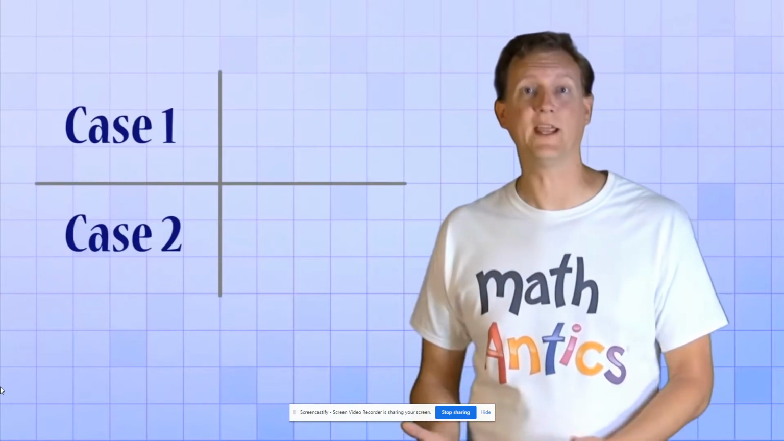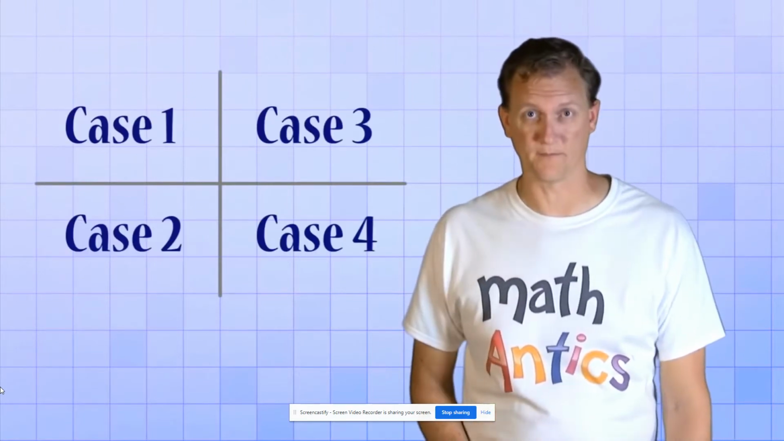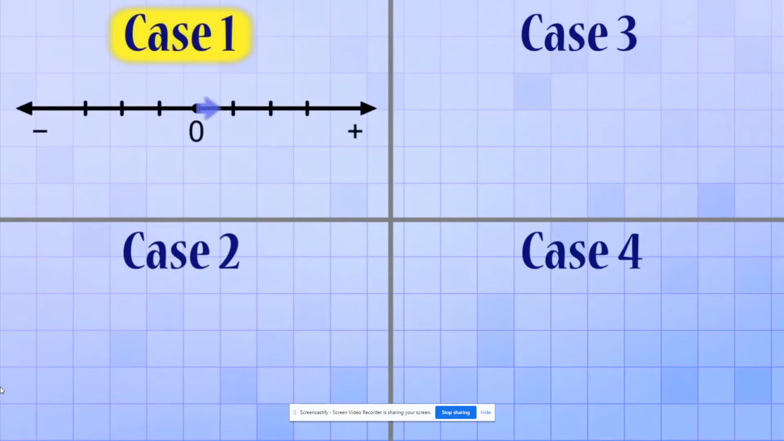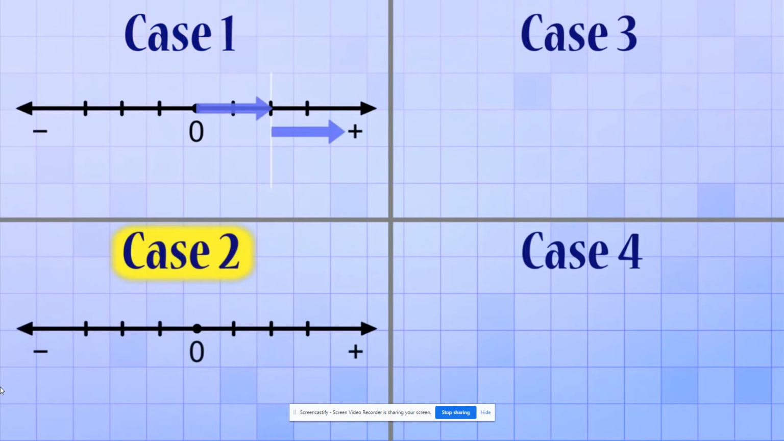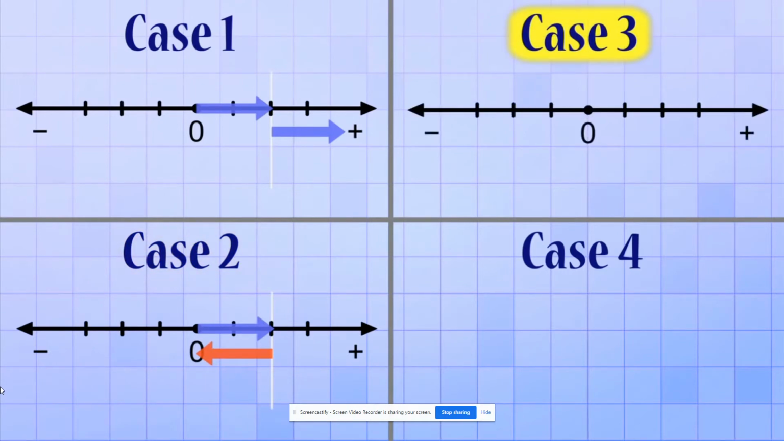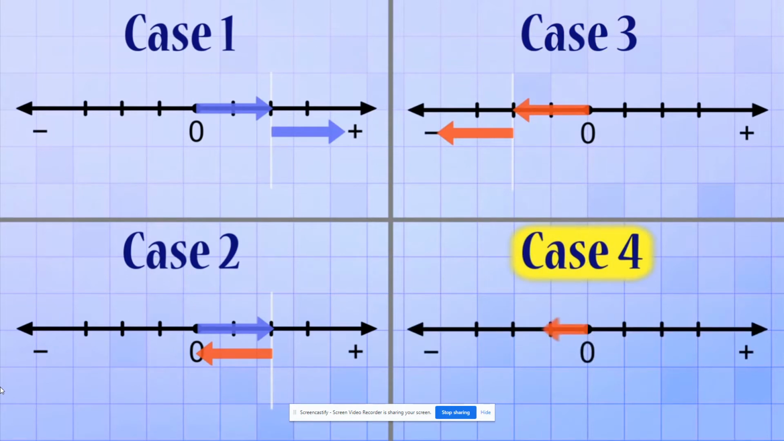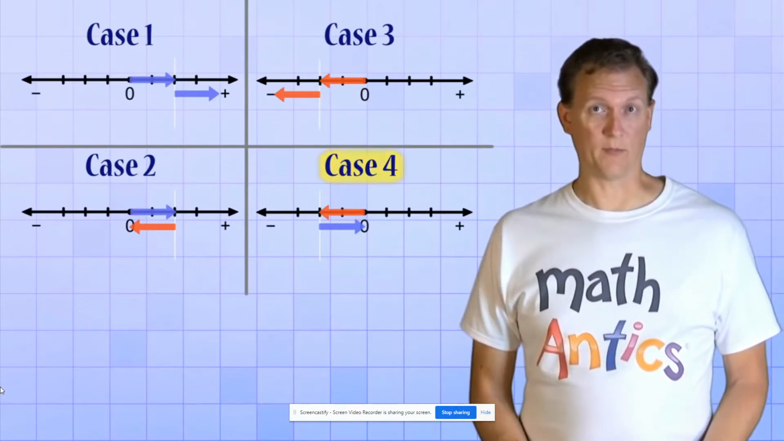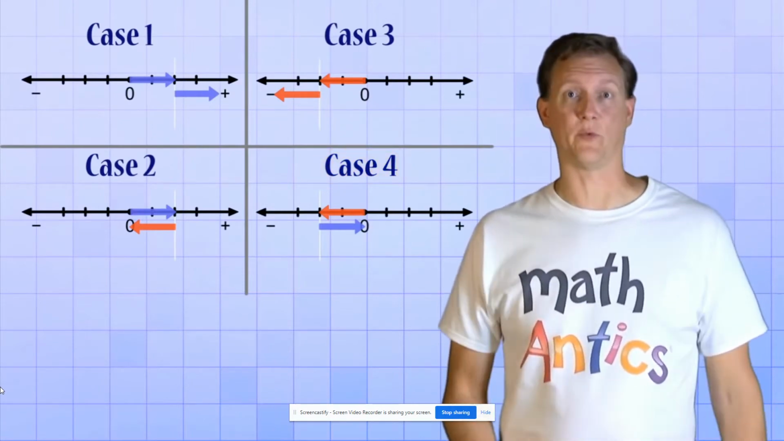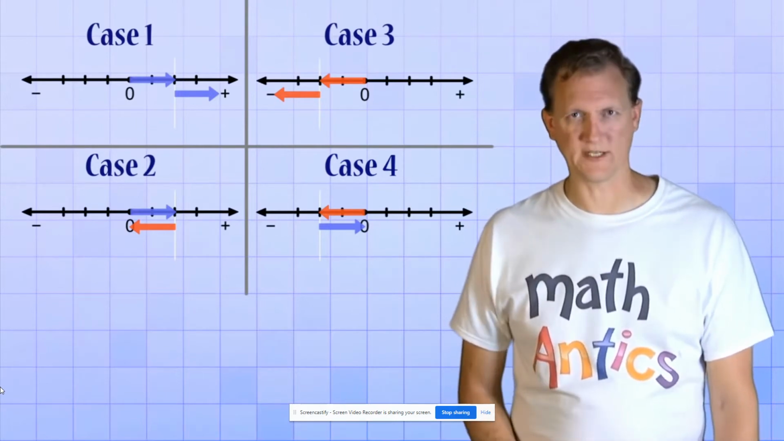All right, now that you know our 2 rules, I want to show you that there's really only 4 different types of problems, or 4 cases, when adding or subtracting integers. In case 1, you start with a positive number and you make it more positive. In case 2, you start with a positive number and you make it more negative. In case 3, you start with a negative number and you make it more negative. And in case 4, you start with a negative number and you make it more positive. The key to getting the right answer to the problem is to figure out which of these cases you're dealing with. So let's look at each case in more detail.